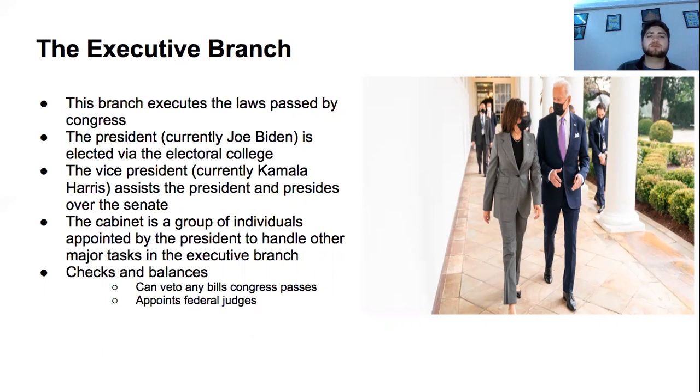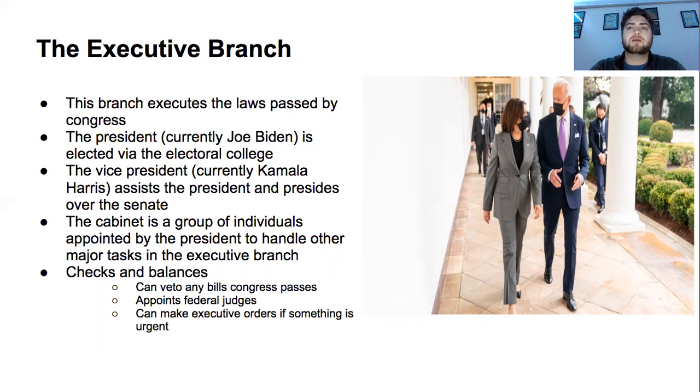The president also is going to appoint federal judges. This means Supreme Court justices, the Court of Appeals justices, any federal judge is appointed by the president and then would be confirmed by the Senate. He can also make executive orders if something is urgent.